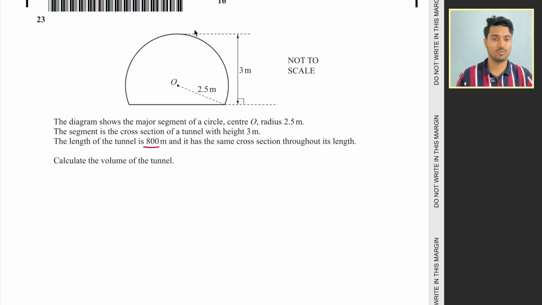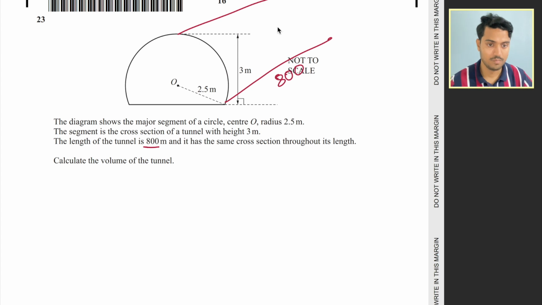We know that the volume formula is cross section multiplied by its length. So length of the tunnel is 800 meters. But now we have to find out the area of this cross section. To find the area of this cross section, we can divide the figure. Let's say this is 2.5. So if I join this also, this will also be 2.5. So what we can do, we can find the area of the bigger sector and the area of the triangle, like this sector with theta.